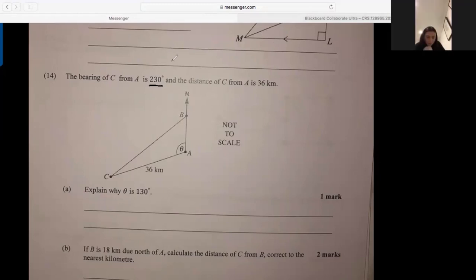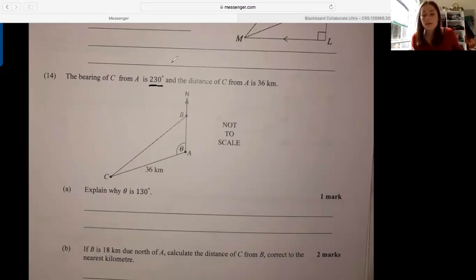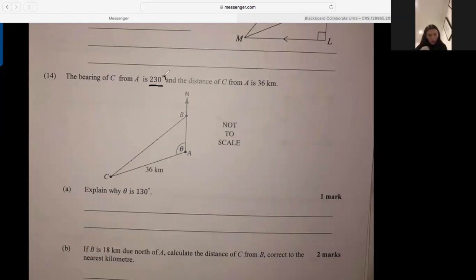What does it mean? Explain why it's 130. So they gave you the answer 130, but based on the information given, they want you to explain how to get 130. They know it's 130, but how? What's the mathematical way to get 130? And it has to do with this.